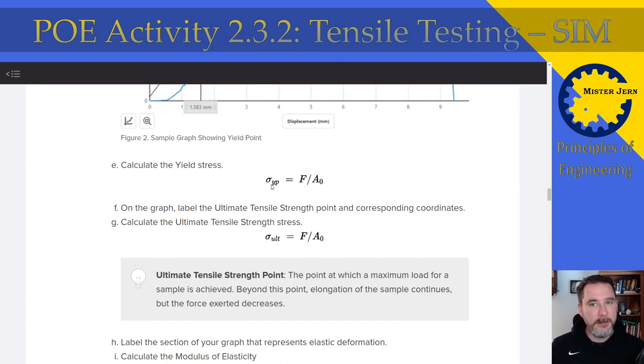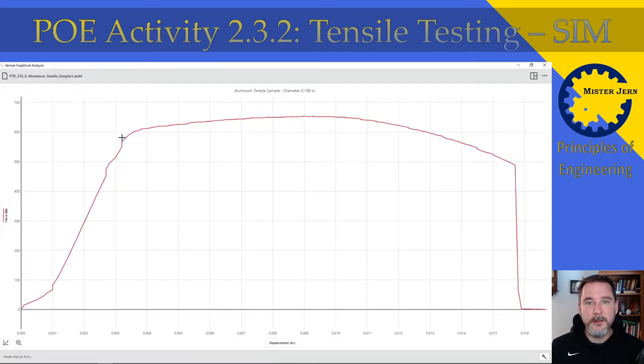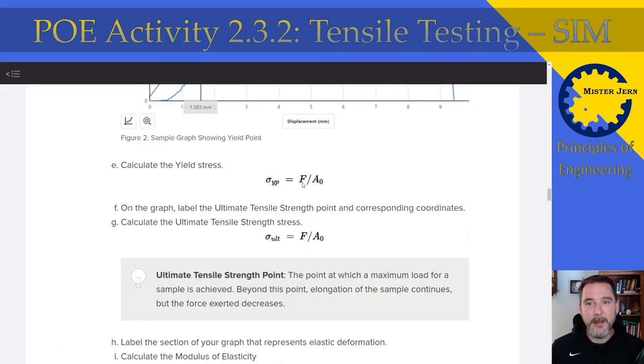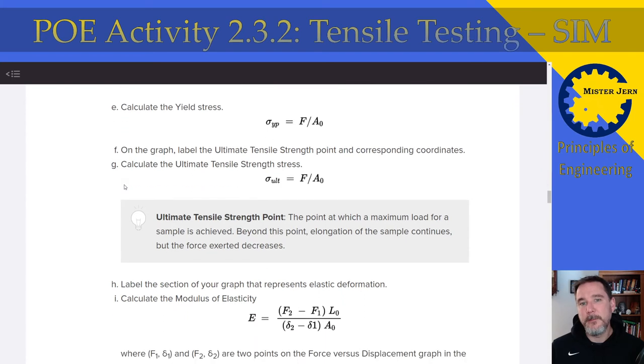And to calculate the yield stress, the stress at the yield point, you take the force at the yield point divided by the initial cross-sectional area. You've already calculated the initial cross-sectional area. You just have to find the actual force at whatever you decide the yield point is. Maybe it's 578 pounds, okay? So that's what you're going to do: whatever the force is at the yield point, divided by the cross-sectional area that you already calculated. Then on the graph, that was letter E.